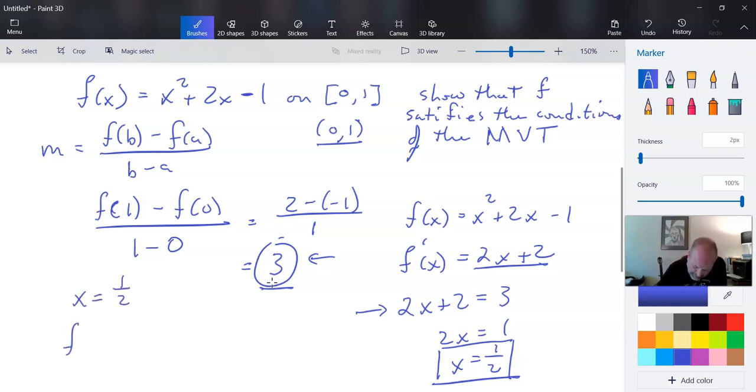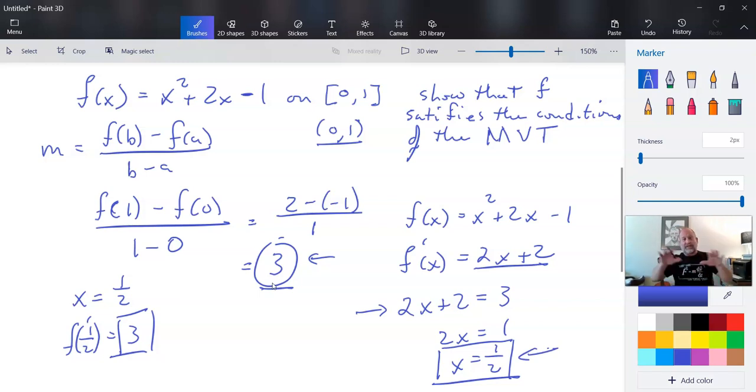Right, we just found out that f prime of 1/2 is equal to 3. You can always plug it in and actually double check. And this is the value that is equal to the mean value over that interval. And the other thing you have to check is that this value is actually in the interval.